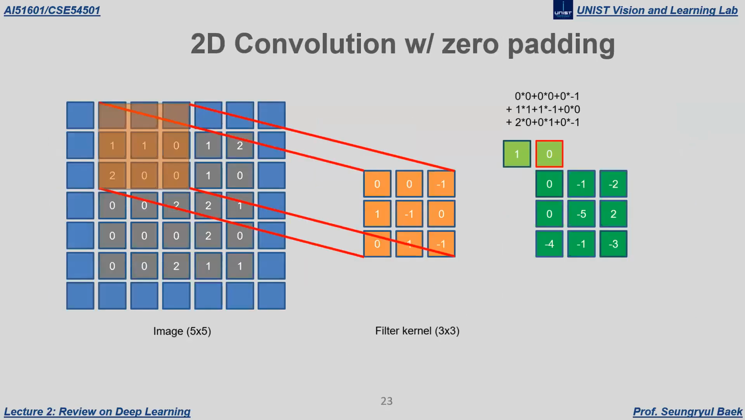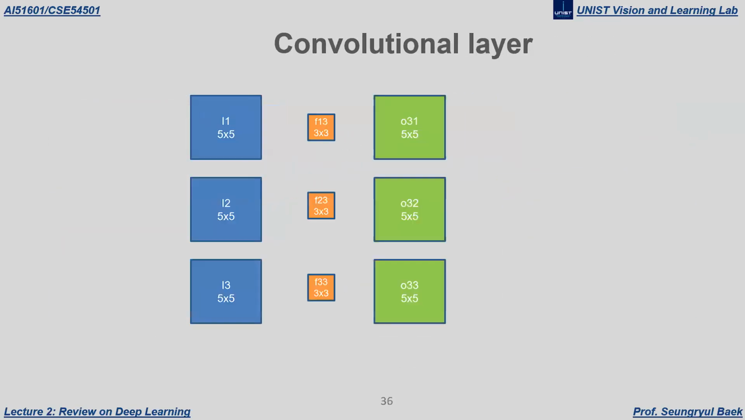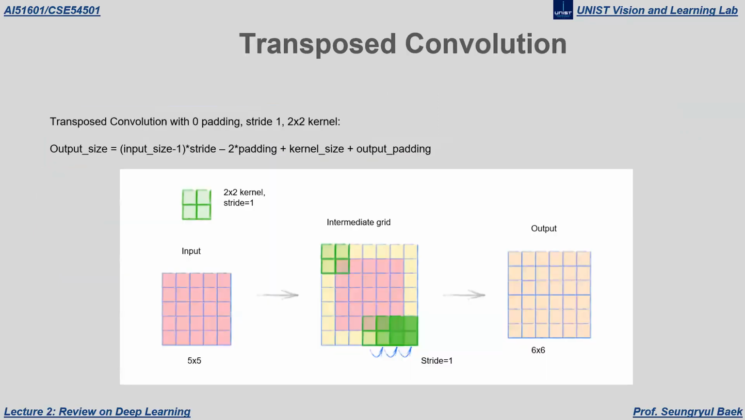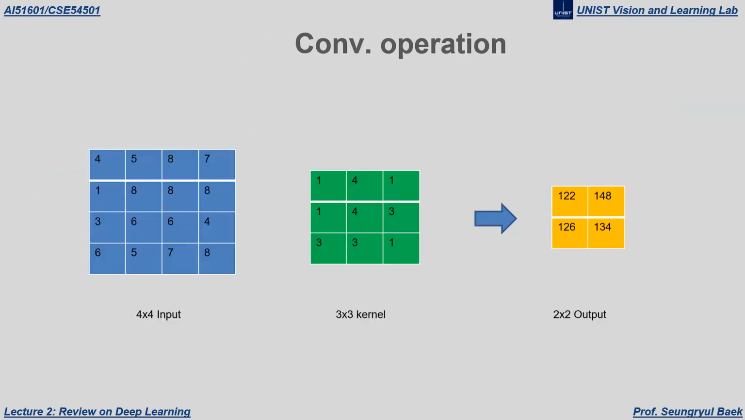Next week, we will review PyTorch, and then we will gradually go into computer vision applications like object detection, semantic segmentation, and instance segmentation.